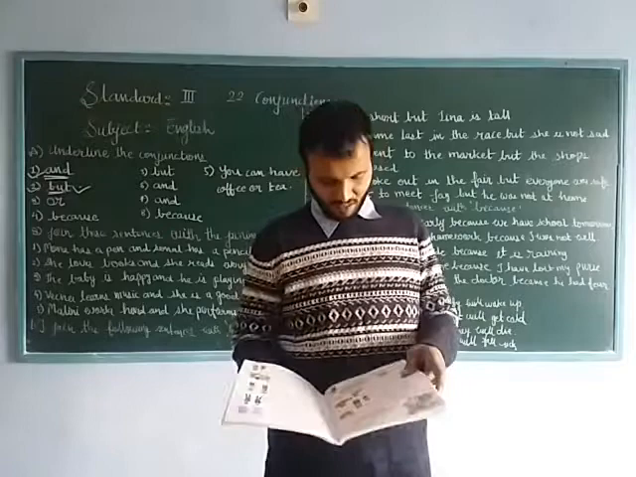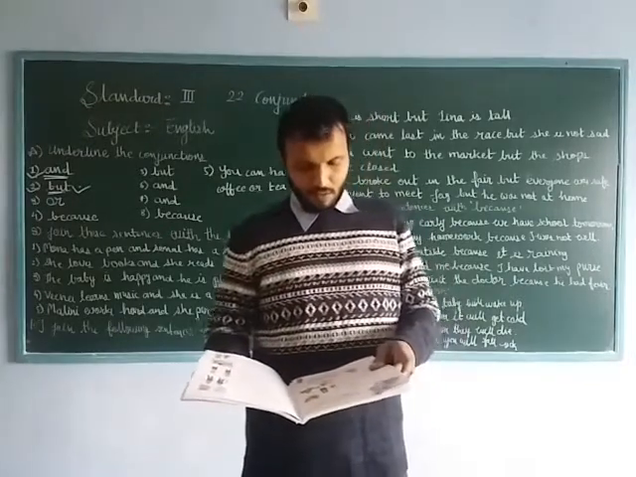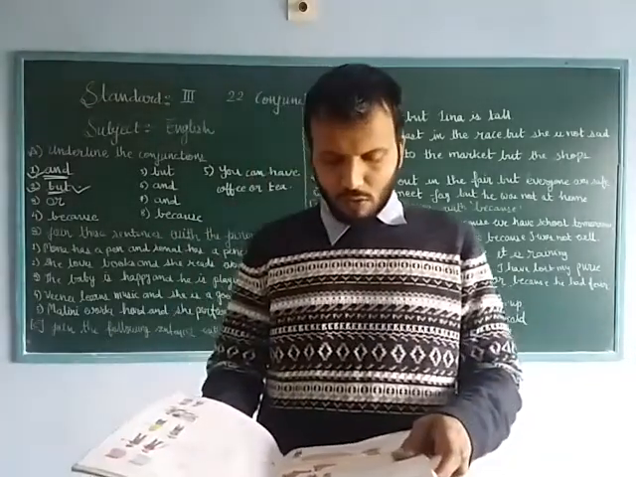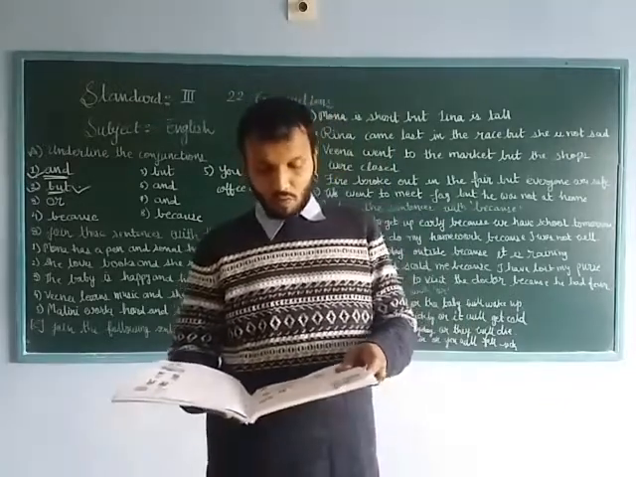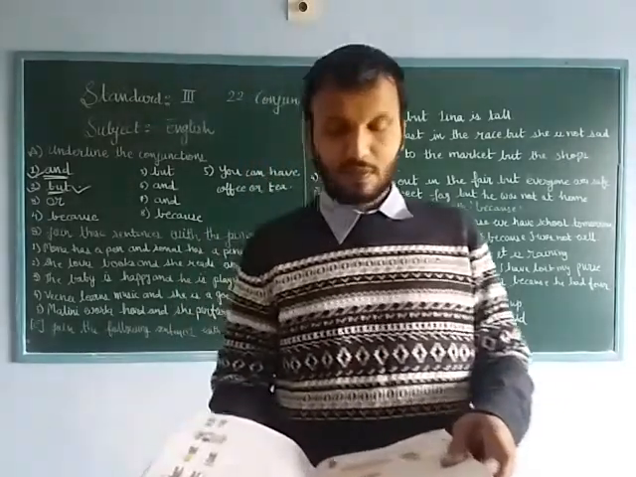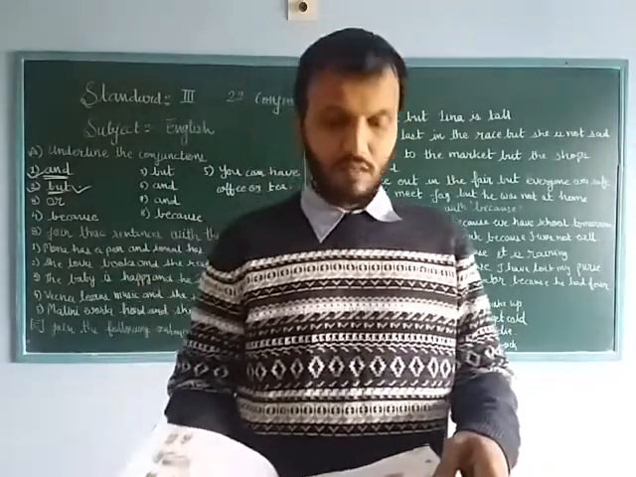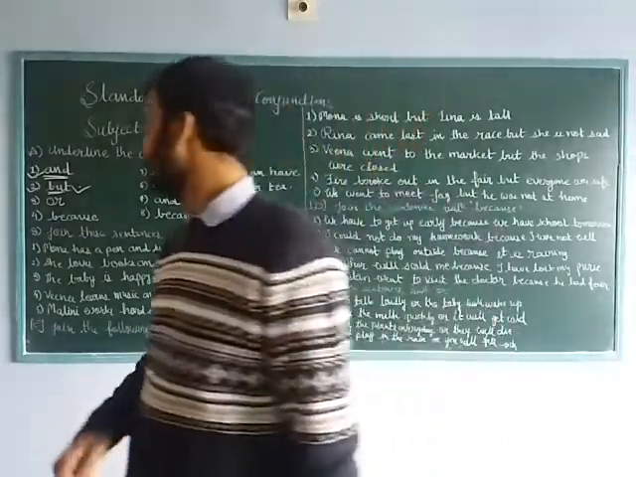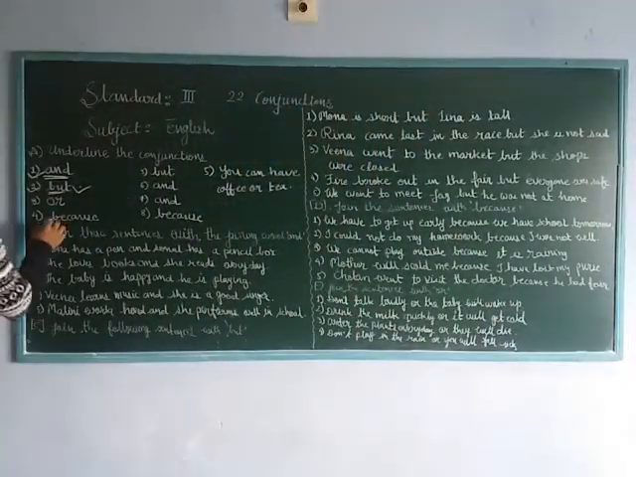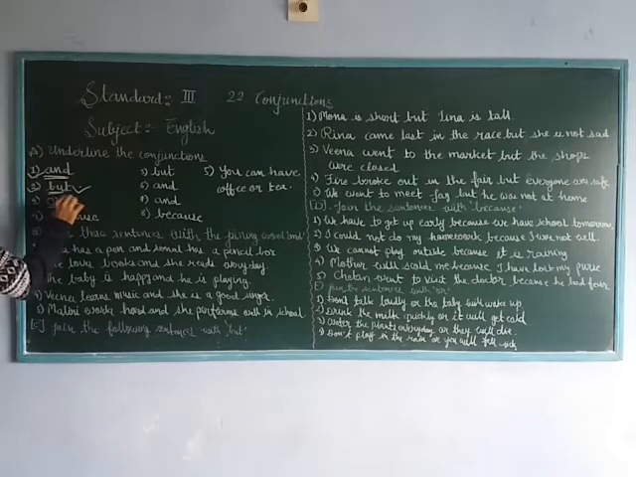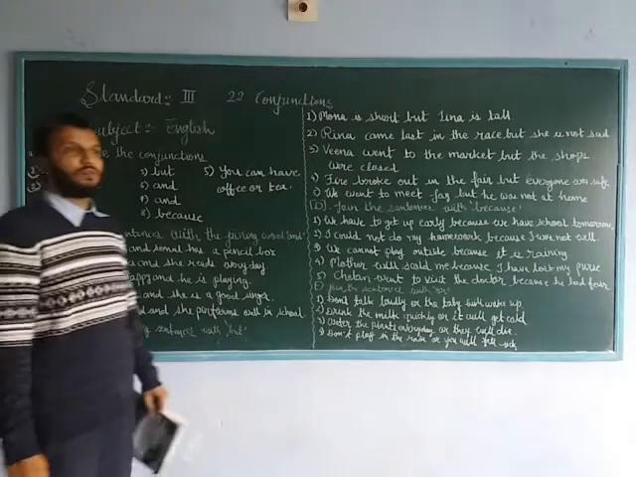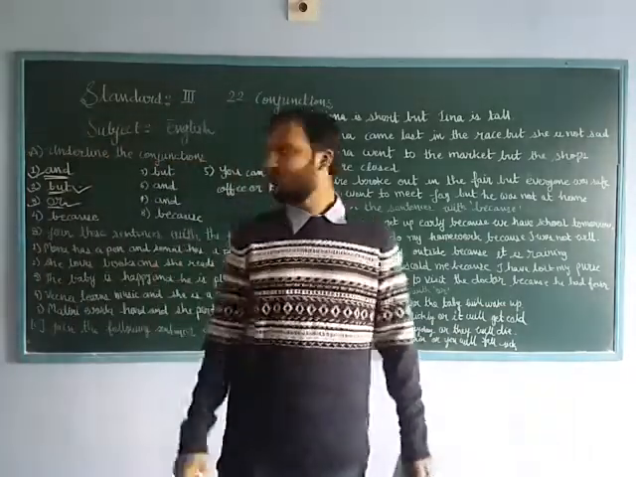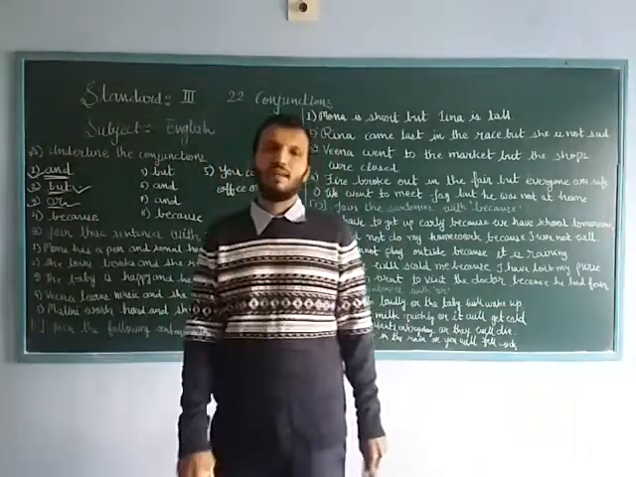Third number, you can go to the circus or watch the music show. Okay, so what is the conjunction in this? "Or". Okay, so we have to underline "or". In the third number, answer is "or". Why? Because it is a joining word. So that is why we have to underline "or".